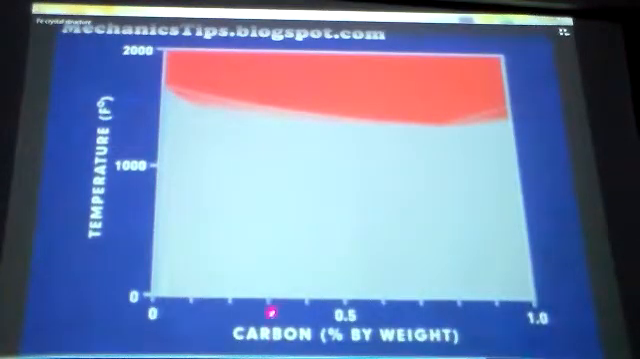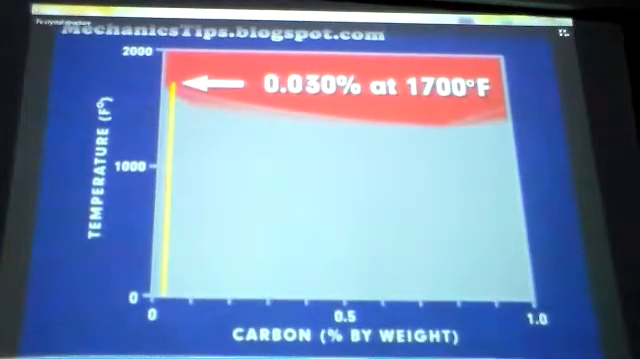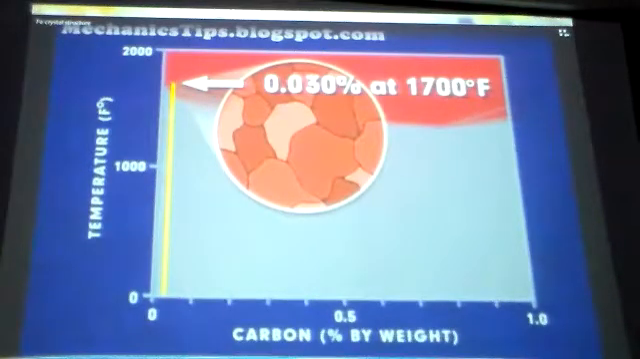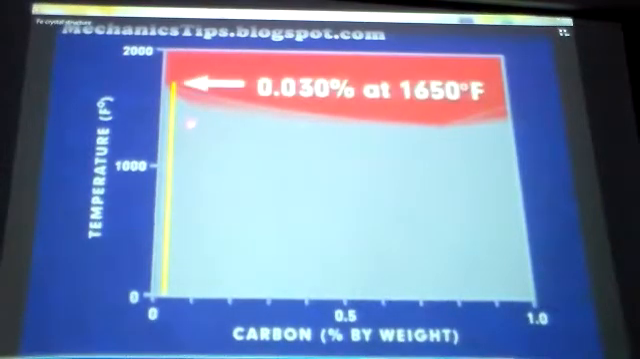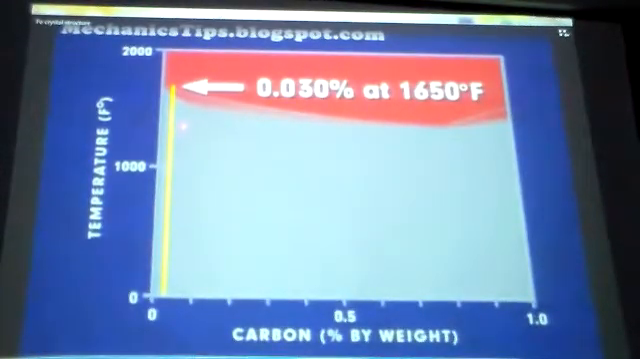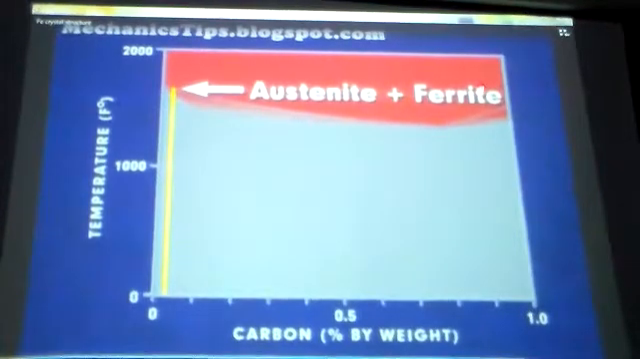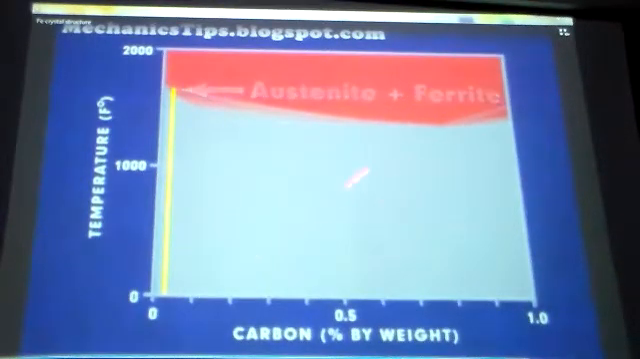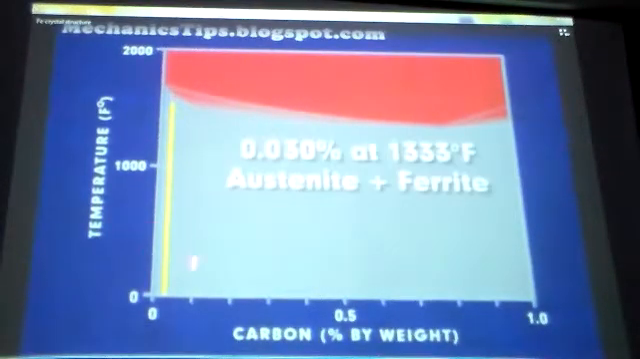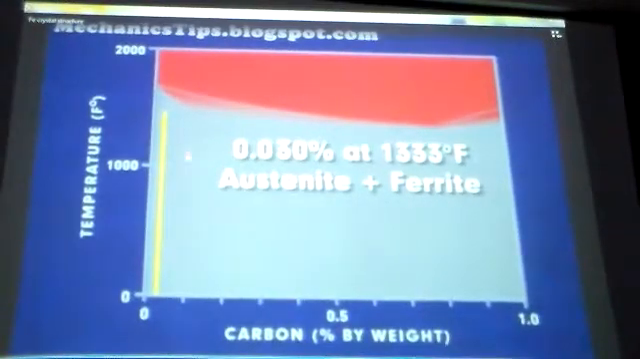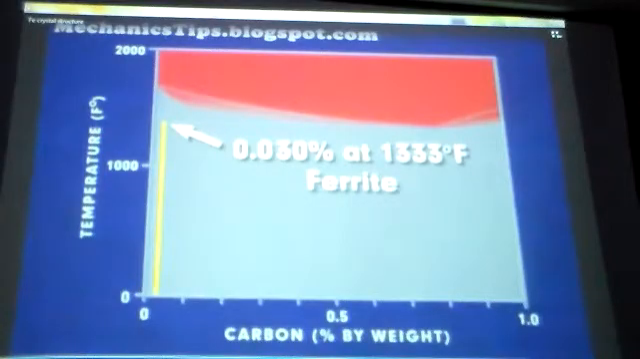If steel containing 0.030% carbon is heated to about 1,700 degrees Fahrenheit, the structure will consist entirely of austenite. If it is then cooled slowly at about 1,650 degrees Fahrenheit, the austenite begins to transform to ferrite. As cooling continues, more and more ferrite is formed, until at 1,333 degrees Fahrenheit, the remaining austenite transforms completely.